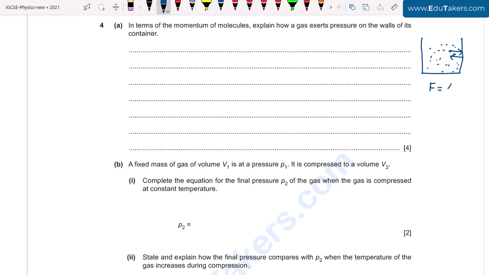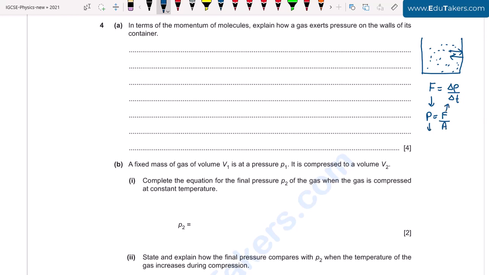force is equal to change in momentum per unit time. So change of momentum is actually associated with the force. When there is a change in momentum, the gas molecule exerts force on the wall of this container. So there will be the generation of force, and we know that pressure is equal to force per unit area. When there is a force, then pressure is exerted.